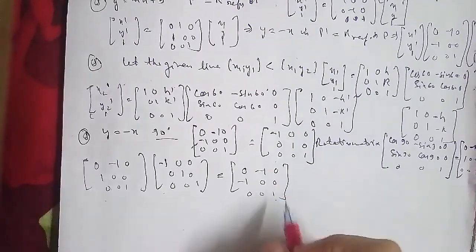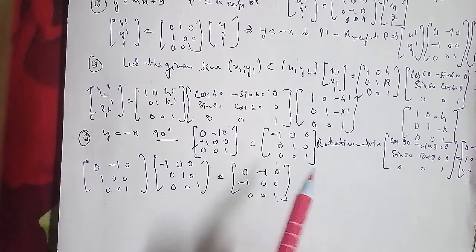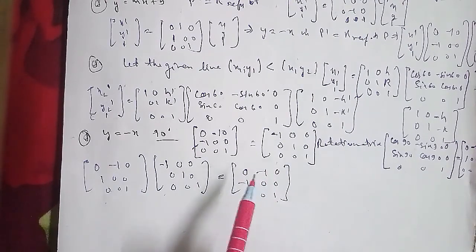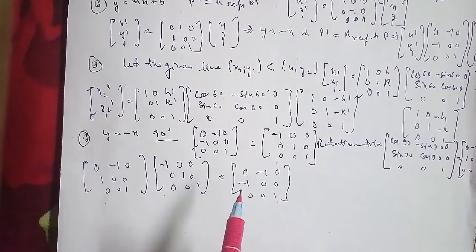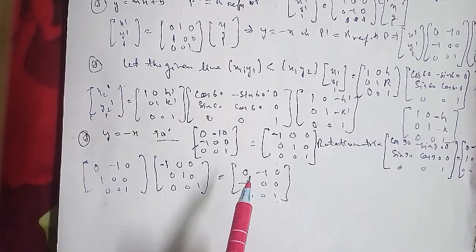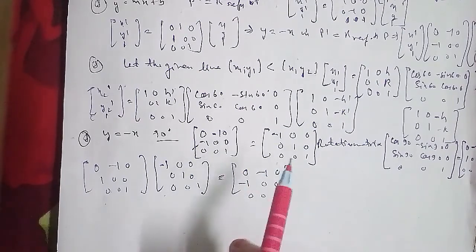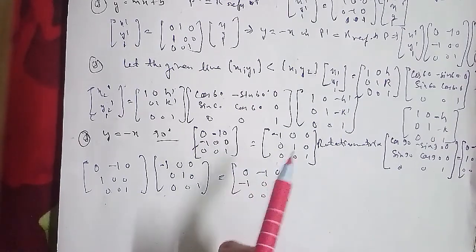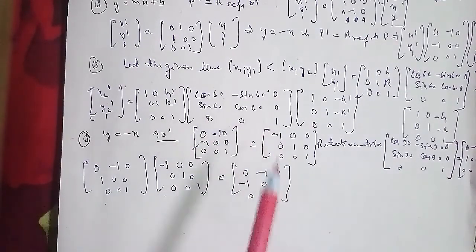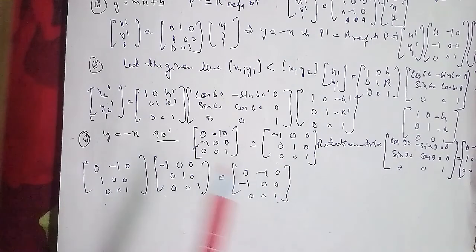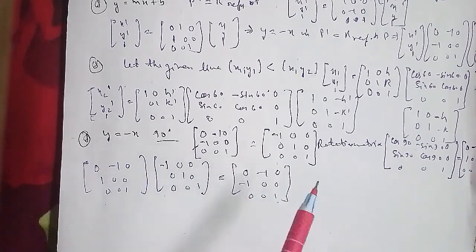where y equals x. So the matrix we have is 0 1 0, 1 0 0, and 0 0 1. Now the reflection matrix about the x-axis is represented as 1 0 0, 0 minus 1 0, and 0 0 1.